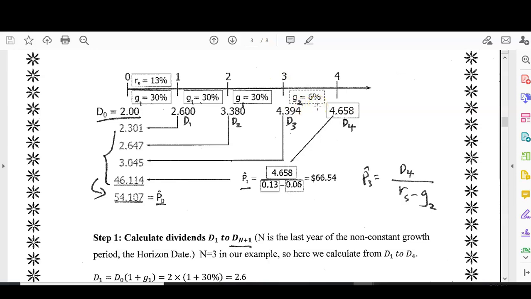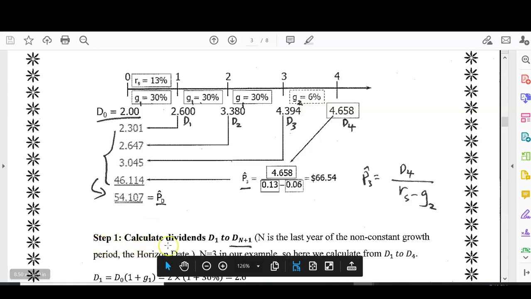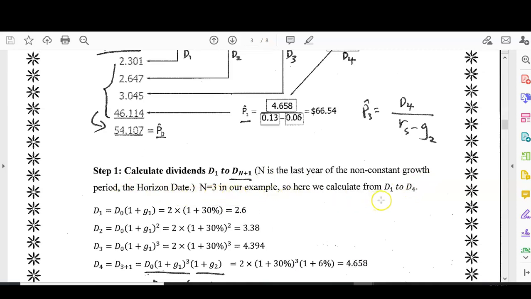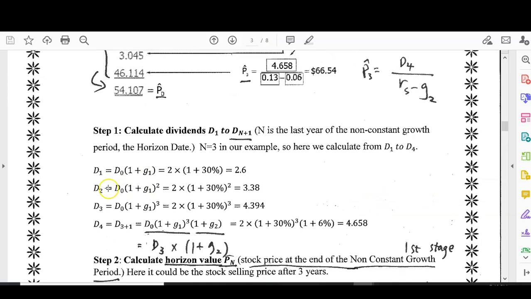Okay, step 1, we need to calculate dividends from D1 to Dn plus 1. Here, n is the last year of the non-constant growth model, the horizon date, and it is 3 in our example. So we calculate D1 to D4. Okay, we know D0 as $2 given. We know G1 as 30%. So D1 equals D0 multiplied by 1 plus 30%, which is 2.6.